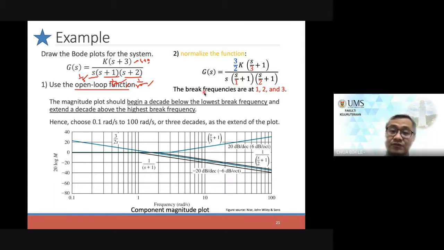The break frequency would be at A, right? And our A, previously we had 3, 2, 1. So our break frequencies would be at 1, 2, 3. Quite straightforward. So how are we going to deal with that? You will see 1, 2, and 3 is over here, so we will start to plot accordingly at these points 1, 2, and 3.